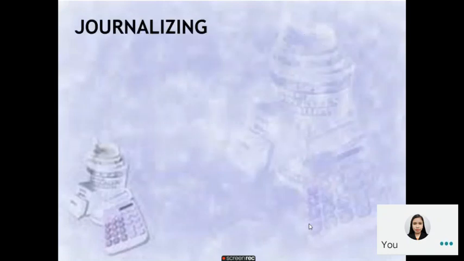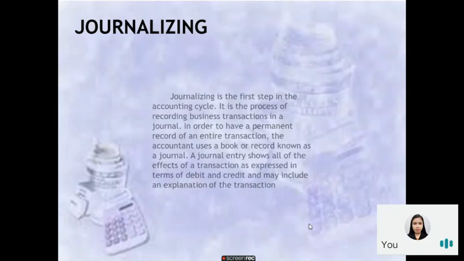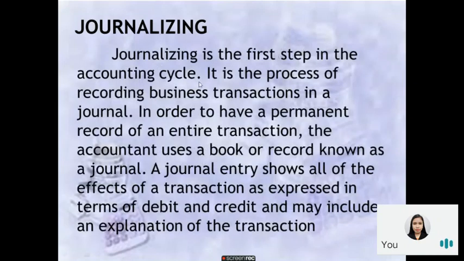transactions. Journalizing is the first step in the accounting cycle, as I discussed in the previous topic about the steps of the accounting cycle. It is the process of recording business transactions in a journal. In order to have a permanent record of an entire transaction, the accountant uses a book or record known as a journal. A journal entry shows all of the effects of the transaction, as expressed in terms of debit and credit, and may include an explanation of the transaction.